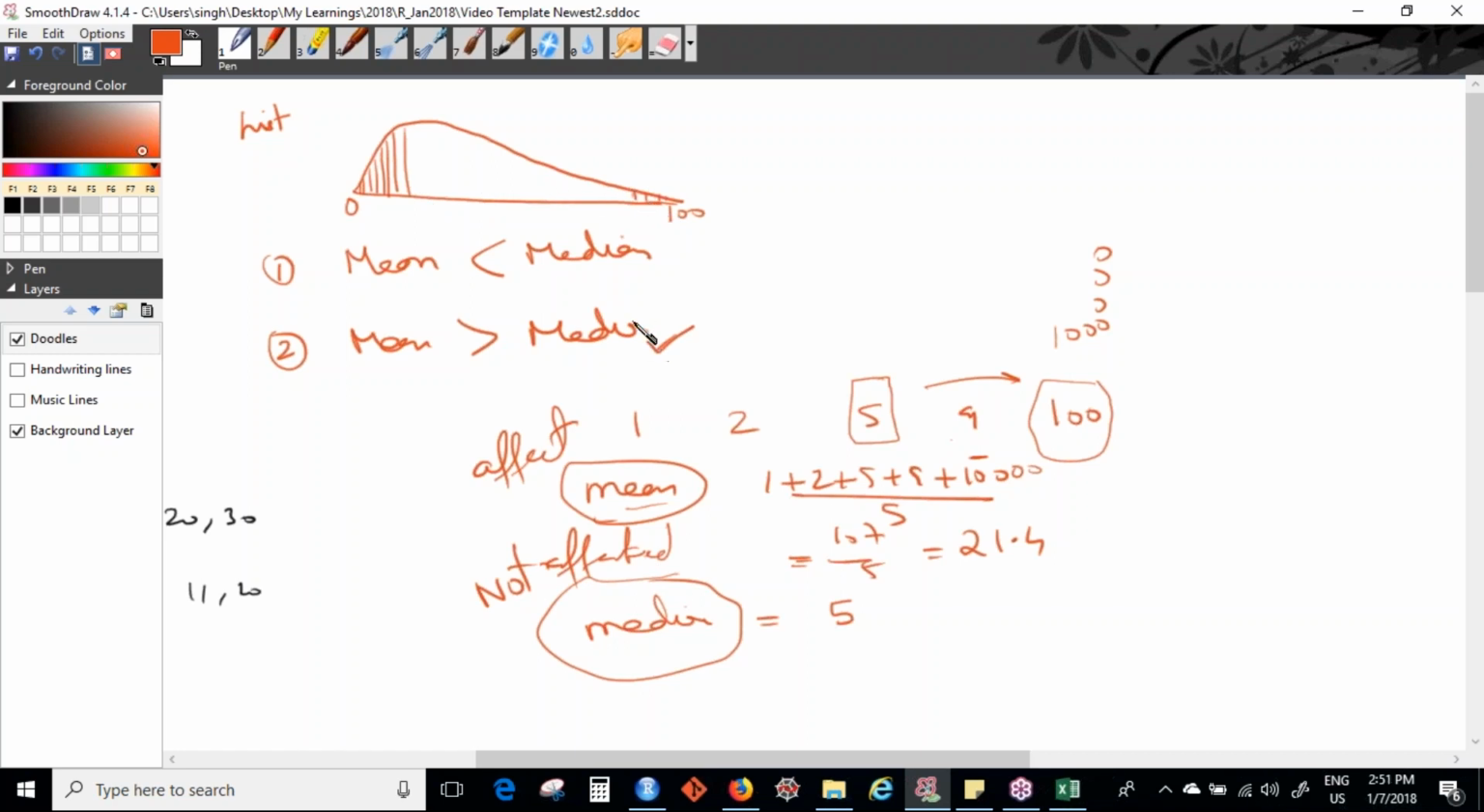So that means this will be true. The mean will be greater than the median. The mean will come somewhere here, and the median will still be here. The median is always less than the mean when you have outliers on the right hand side. This kind of histogram is known as a right skewed histogram, where you have outliers on the right hand side.